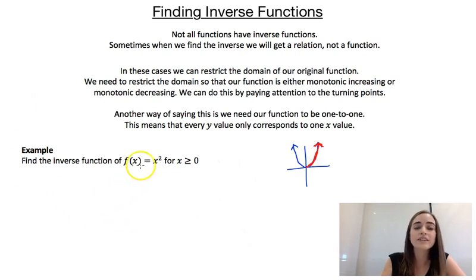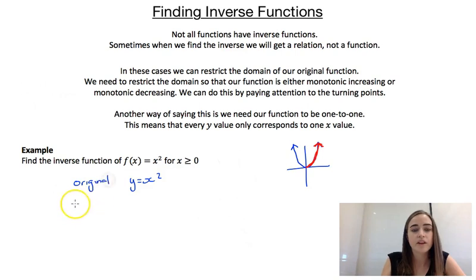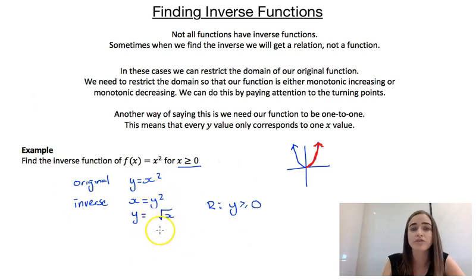So the way we can find it is we can start off doing the same thing. So our original function is y equals x squared. So our inverse, we'd have x equals y squared, or we could rearrange that to y equals plus or minus root x. But because our domain here was restricted, that means that the range of our inverse is going to be restricted. So our range is going to be y is greater than or equal to 0. So it's not going to be plus or minus root x, it's just going to be the square root of x, the positive square root of x.